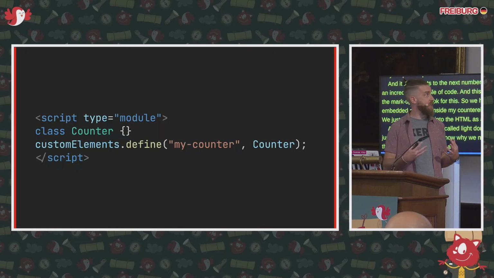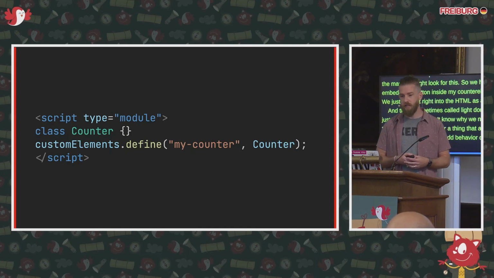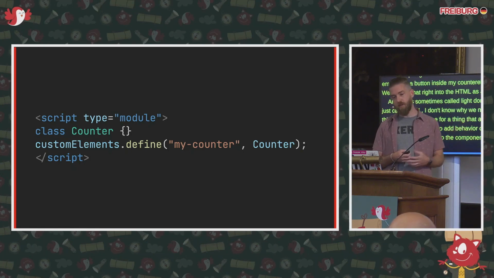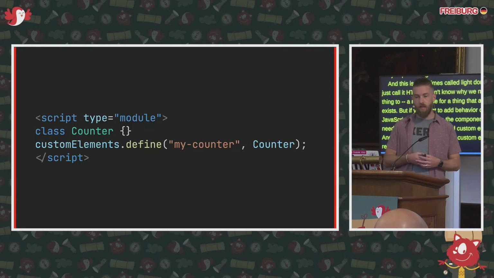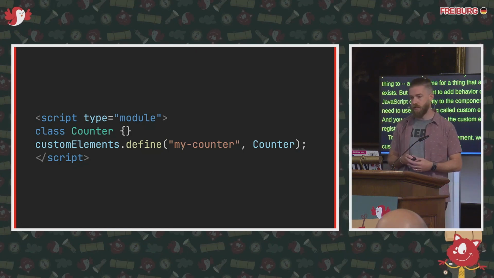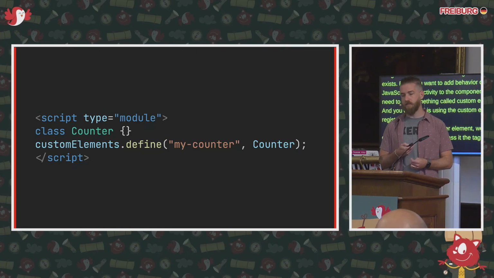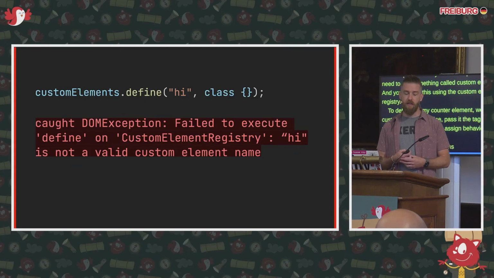But if you want to add behavior or JavaScript or interactivity to the component, you need to use something called custom elements. And you can do this using the custom element registry. So to define our my-counter element, we just use customElements.define. We pass it the tag name, and then we pass a class, and we can assign behavior inside of that class.